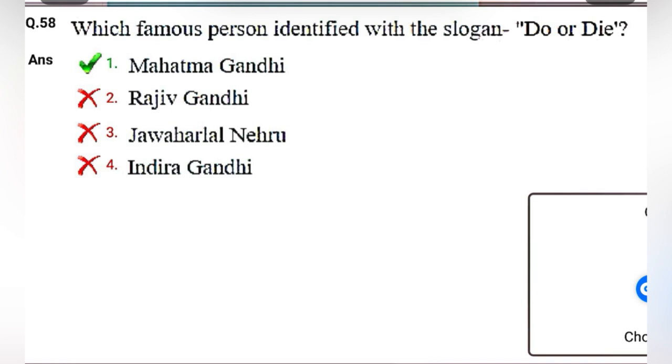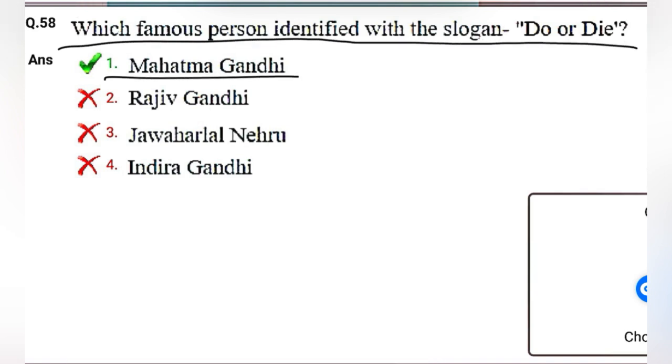Which famous person identified with the slogan "Do or Die"? Mahatma Gandhi. Gandhiji made a call to do or die when the Cripps mission had failed on 8 August 1942.